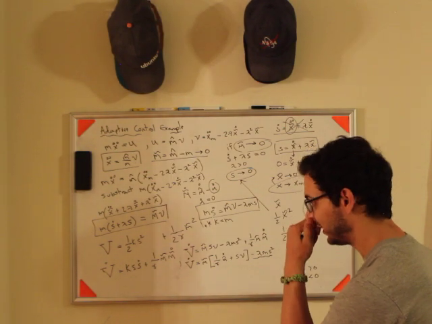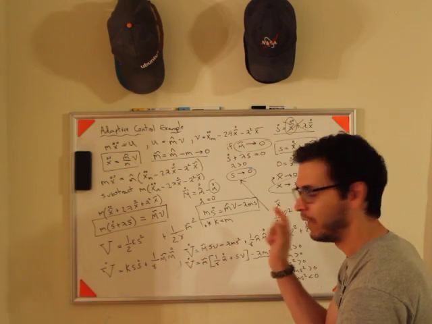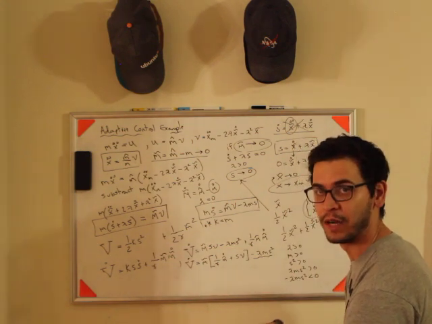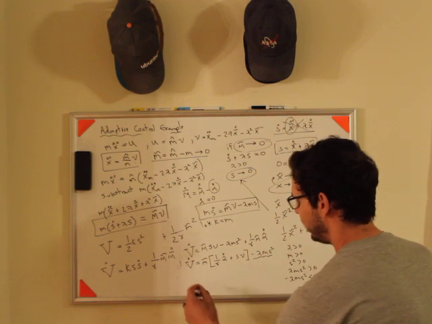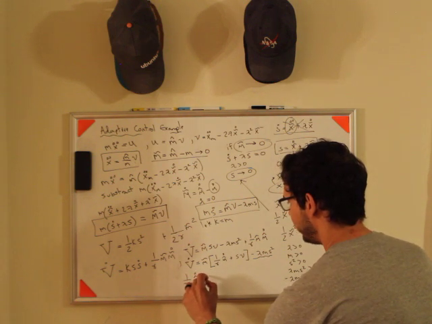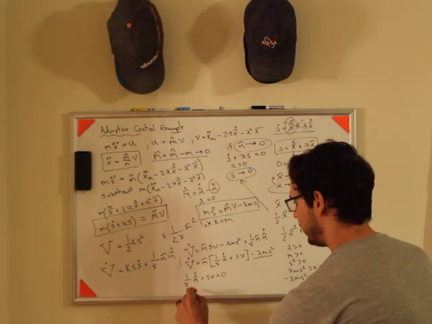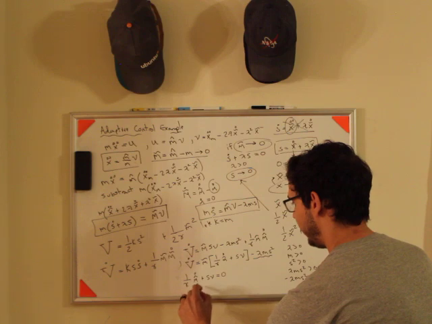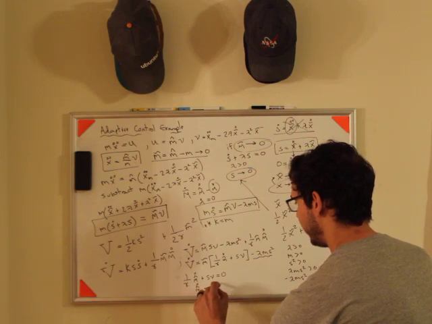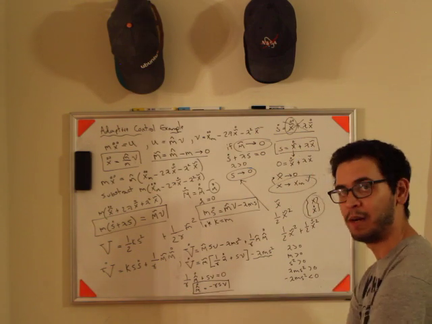Lyapunov stability says as long as v is greater than 0 everywhere, and v dot is negative everywhere, everything's fine. So I really just need to let 1 over gamma m hat dot plus sv equal 0. That means that m hat dot equals negative gamma sv. And that's it. There's my update law.